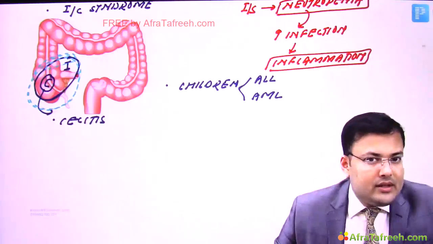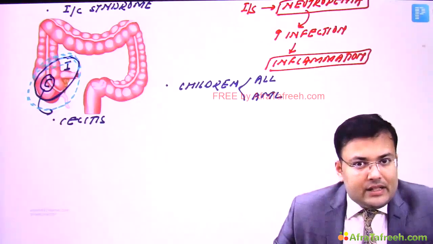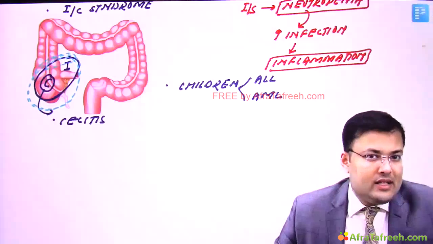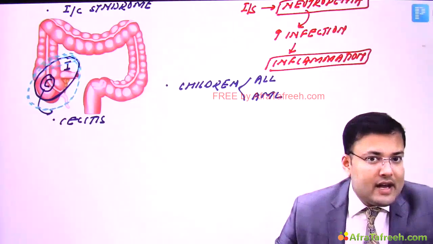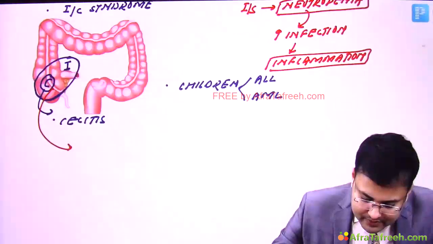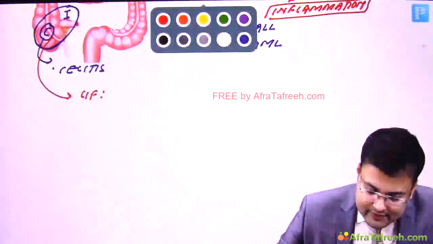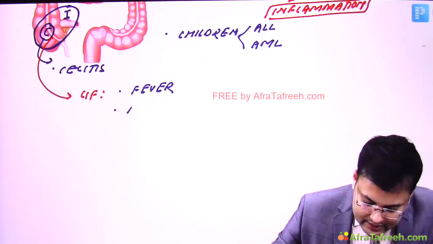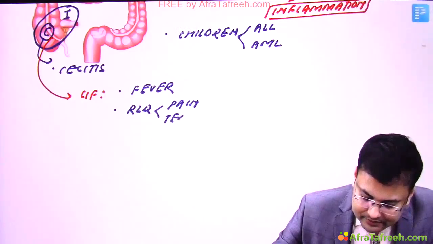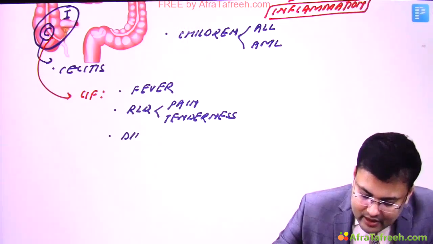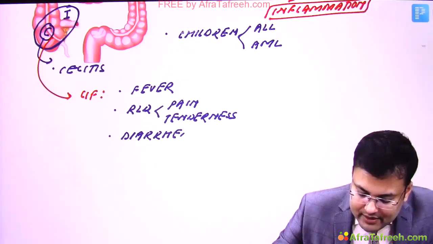So what are the problems? These patients will be having fever, there is pain in right lower quadrant, there is tenderness, and since there is colitis, these patients have diarrhea. What kind of diarrhea? There is bloody diarrhea, right? So see, what are the clinical features? So these patients have, because of infection and inflammation, fever, right lower quadrant pain and tenderness, and there is diarrhea. What kind of diarrhea? These patients have bloody diarrhea.